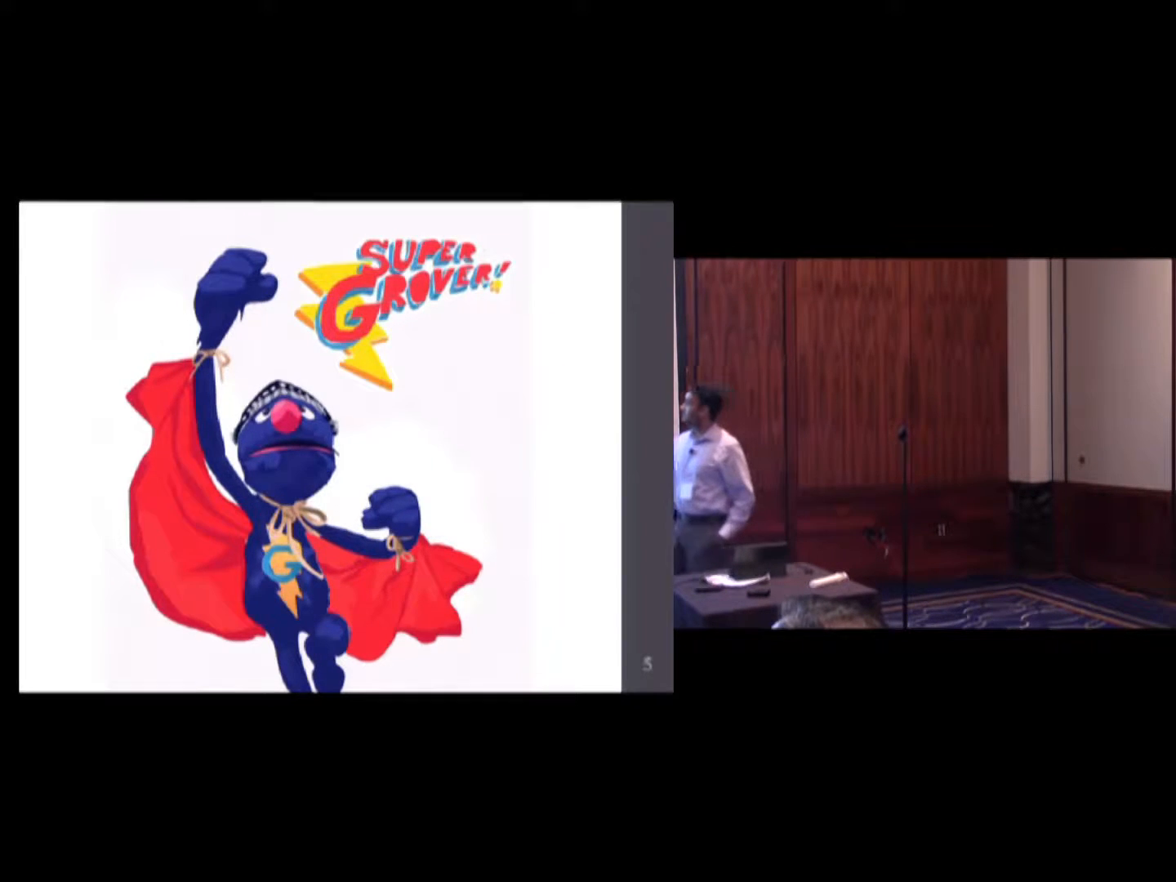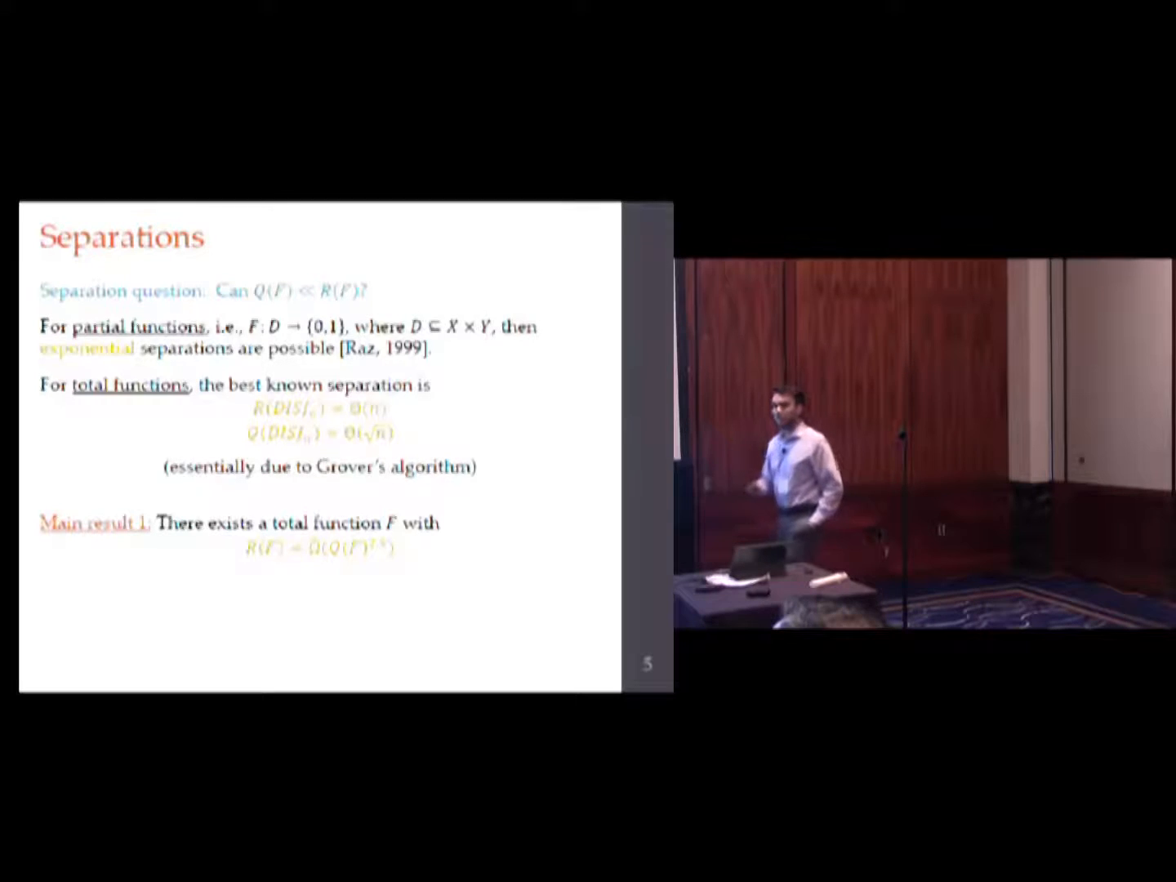But this is our main result, basically. We say, yes, it's possible to get this super Grover separation, which means we can get a separation between randomized and quantum communication complexity that's more than quadratic, and it's a power 2.5 separation.